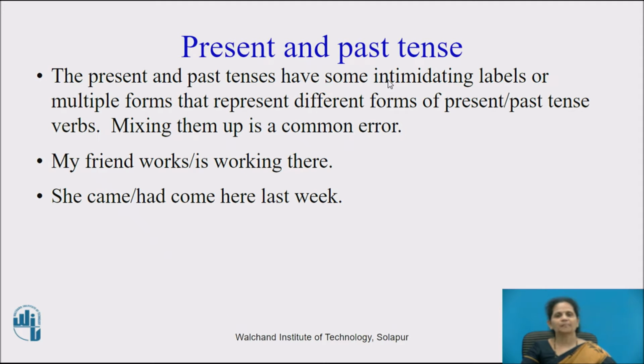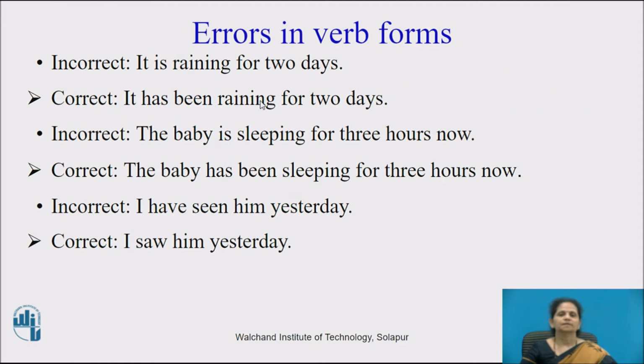Present and past tense, we are going to discuss these two. The present and past tenses have some intimidating labels or multiple forms that represent different forms of present or past tense verbs, and mixing them up is a common error. Now, errors in verb forms.